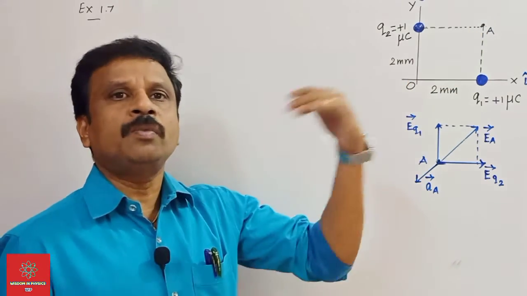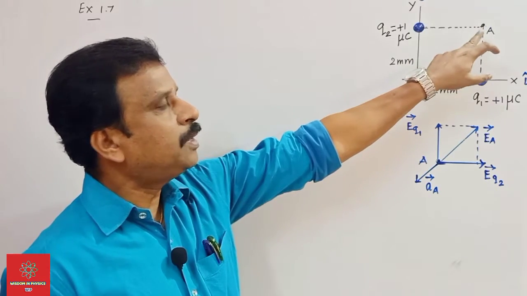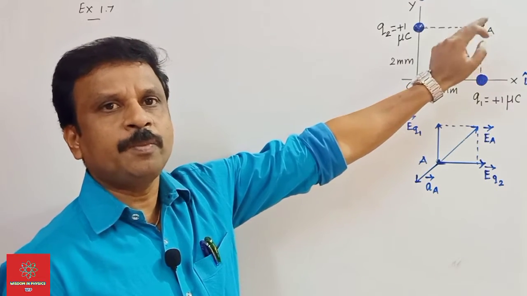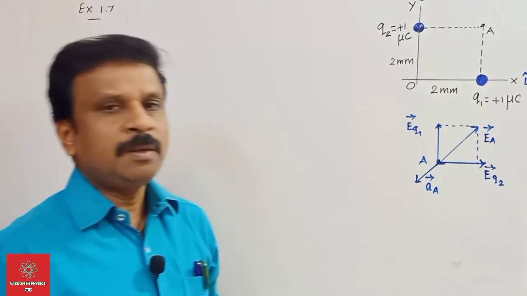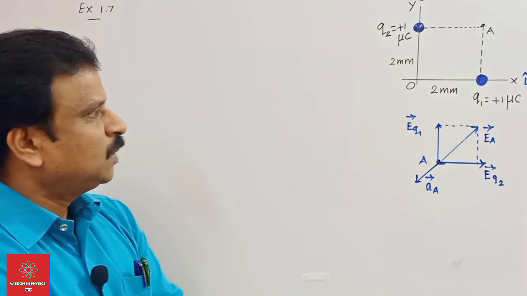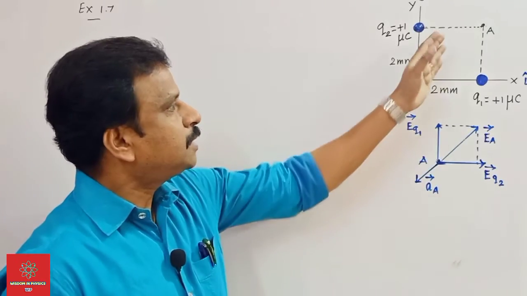Then we can also find out the direction, that is the second thing. And also what will happen to the electron if it is placed at this point. These three things we are going to discuss in this problem. It is a very important problem. Please watch carefully. Okay. And I have drawn the second diagram here. But it is a continuation.